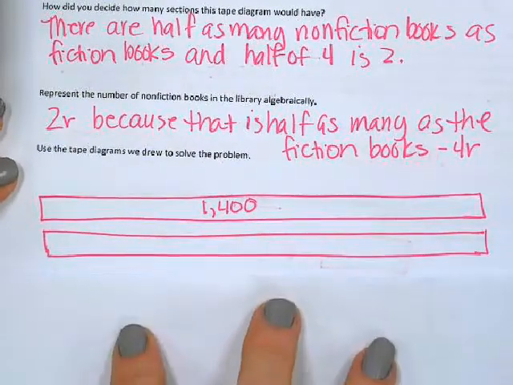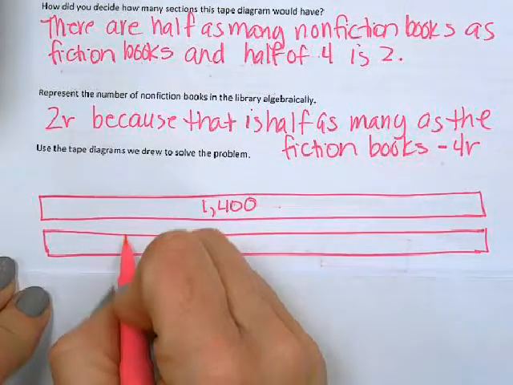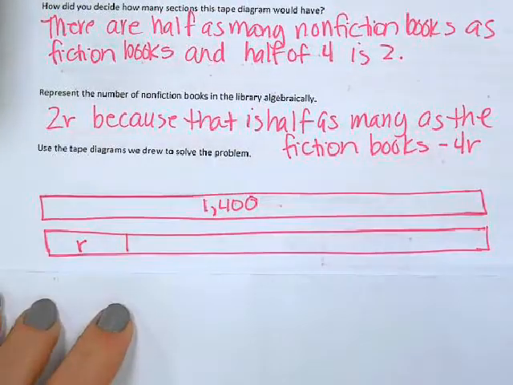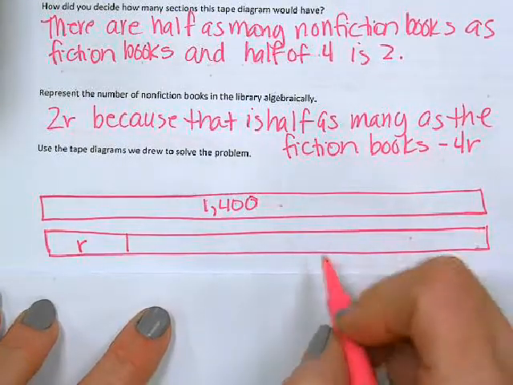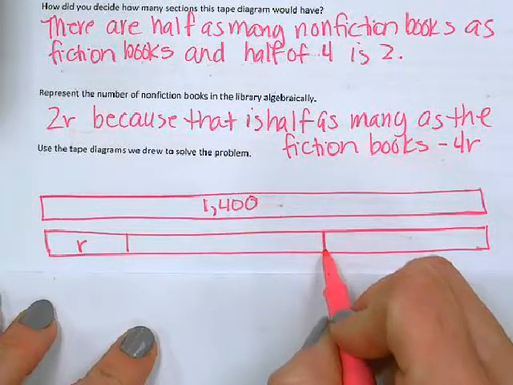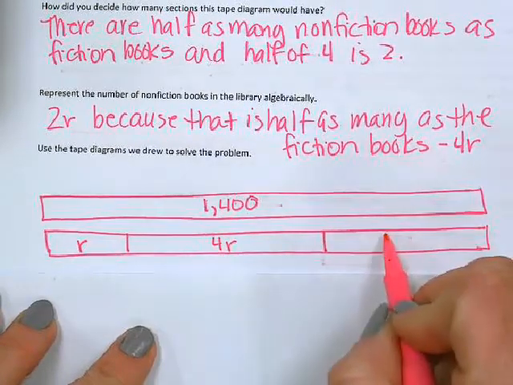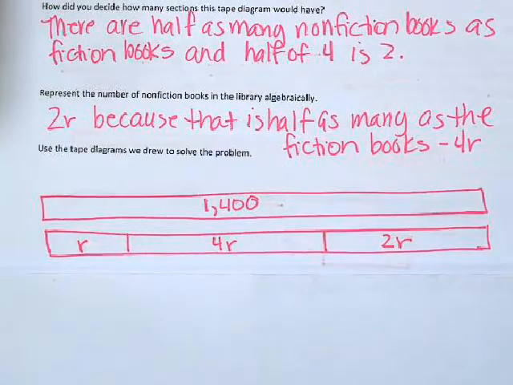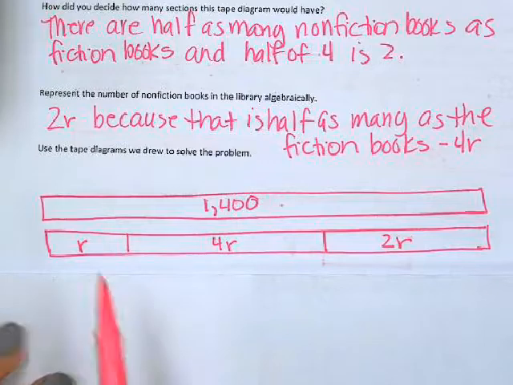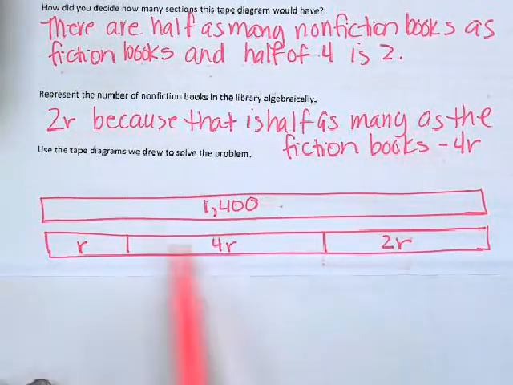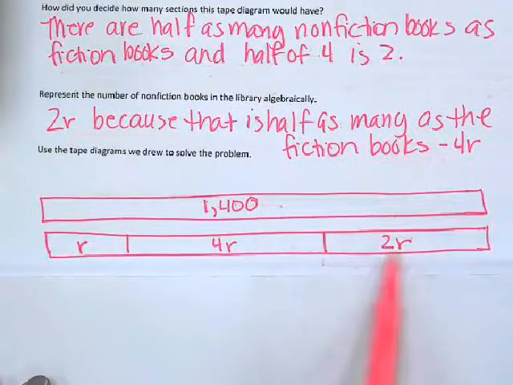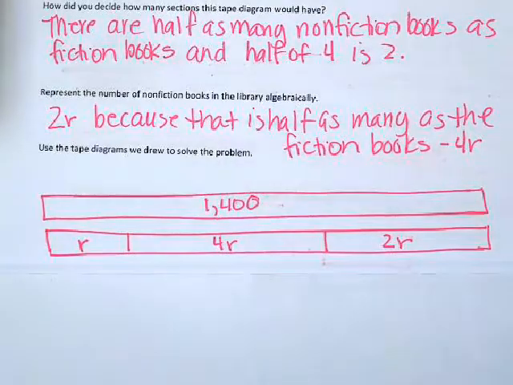So in this tape diagram, we're going to have an R for resource books. We know that's going to be our smallest. We also know that 4R is our fiction books, and that's going to be our largest. So 4R. And then this over here represents 2R, which will be our nonfiction books. So we know that of those 1400 books, R plus 4R plus 2R should give us this information. R is our resource books, our 4R is our fiction books, and our 2R is our nonfiction books. So we should be able to find out exactly how many of each of those there are.